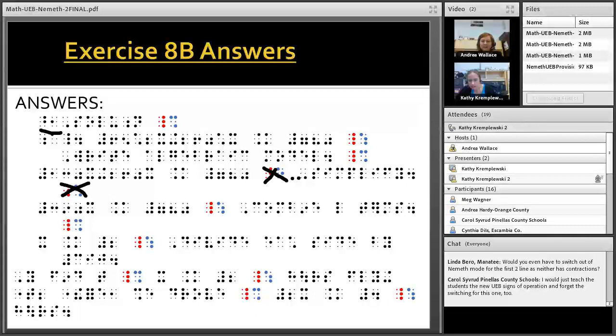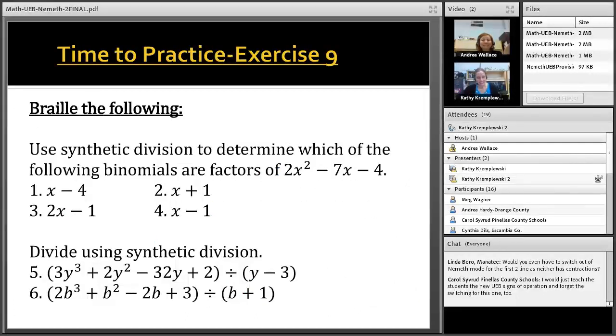Carol says I would just teach the students the UEB signs of operation and forget the switching for this one. Okay. We're going to discuss that more next time. Yep. We're just presenting this time that you have 2 valid ways of doing it, and how you do those 2 different valid ways to the best of our ability.